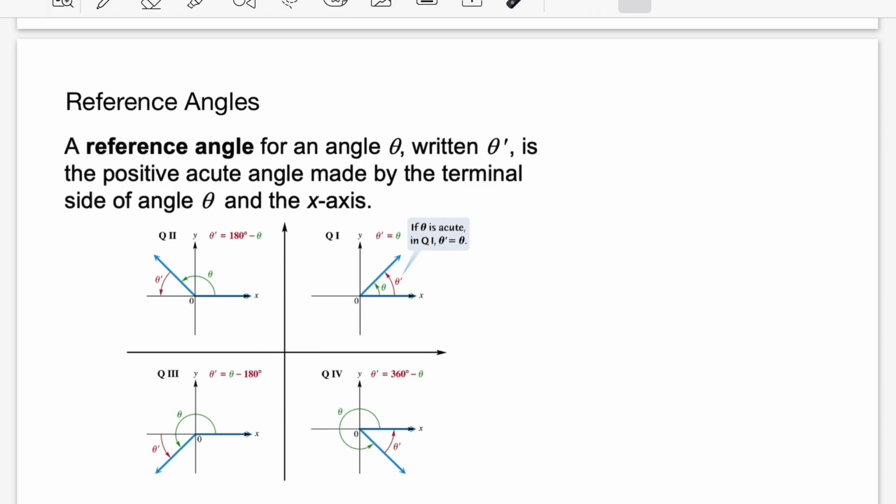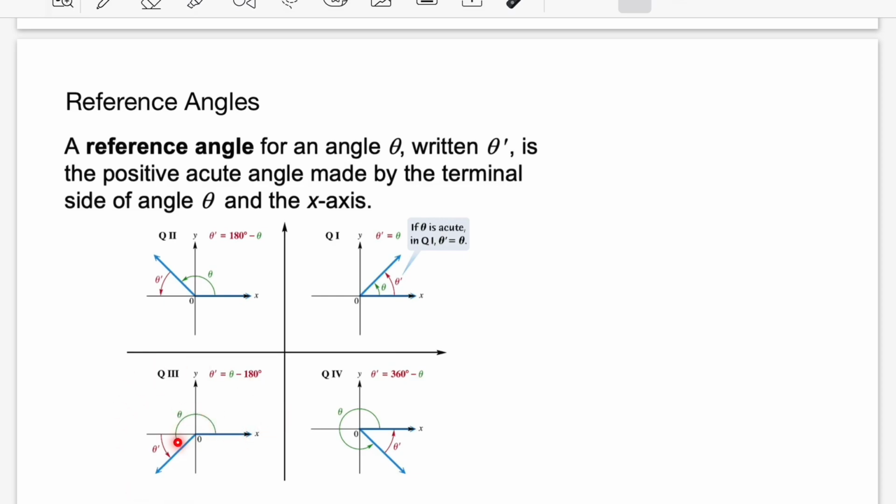Now, if theta is in the second quadrant here, then we're going to find this theta prime. It's going to be the angle between the negative x-axis here and this terminal side. And we can find that by taking 180 degrees and subtracting out this angle theta here, right? Because from here all the way to the negative x-axis, that's going to be 180 degrees. If we subtract out this angle here, we'll be left with this angle theta prime here.